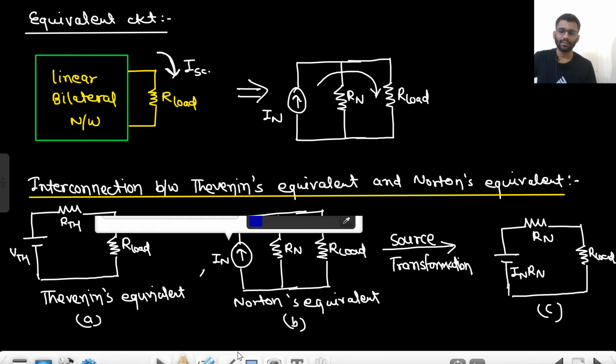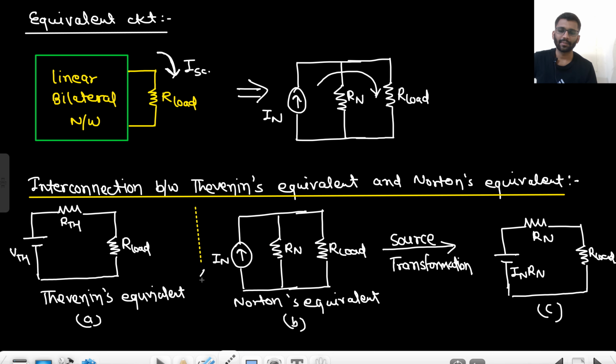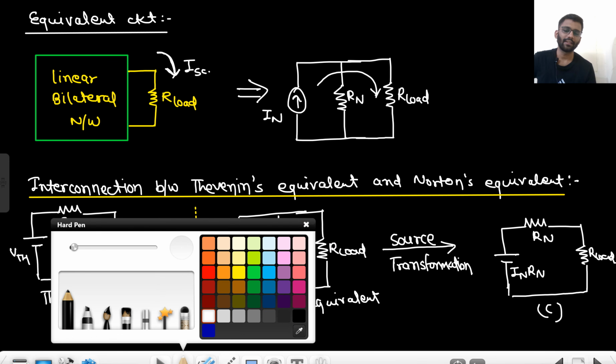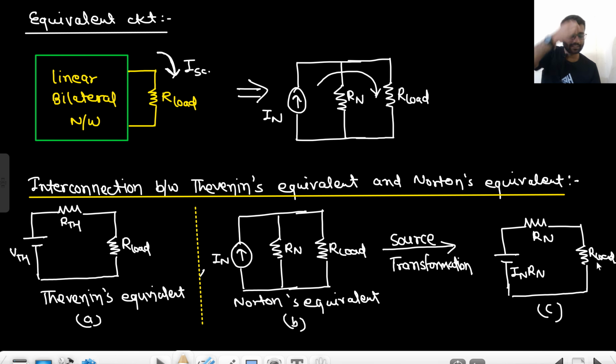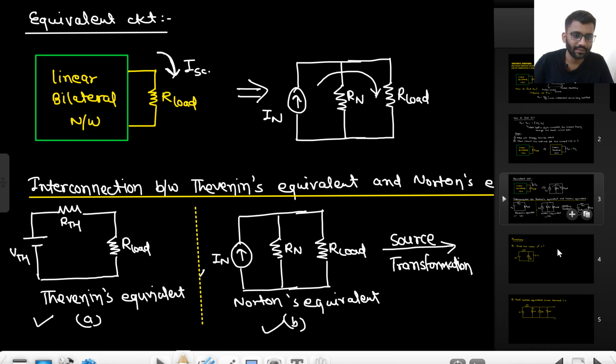What did I do? This was my first part, my Thevenin's equivalent. This was my Norton's equivalent. I just applied the source transformation. Now can you compare circuit A and circuit C? Because both are the same network. I was given a linear bilateral network. I converted it into Thevenin's equivalent like this. Then I converted it into Norton's equivalent like this. Now in Norton's equivalent, I applied the source transformation. So I got IN into RN in series with RN, and then R load. So can you compare circuit A and C? I will just add a page.